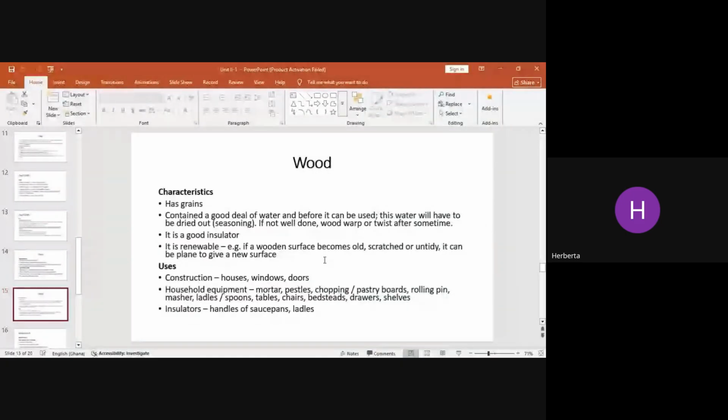So if you are making shelves or you are making cupboard, the type of wood that you buy will determine the quality of the item that you use. What are the characteristics of wood?